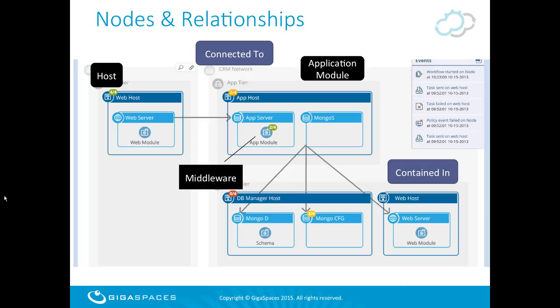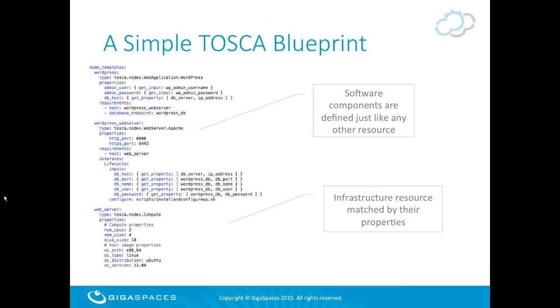Okay? So this is how the actual blueprint would look. This is a simple case of WordPress. We can see that we have node templates, which basically define the elements that are mentioned in the previous diagram. And then for every element that is described here, there is a type, which basically maps to the actual implementation of that type. And then we have properties, which are the arguments or the configuration elements. And then we have requirements.